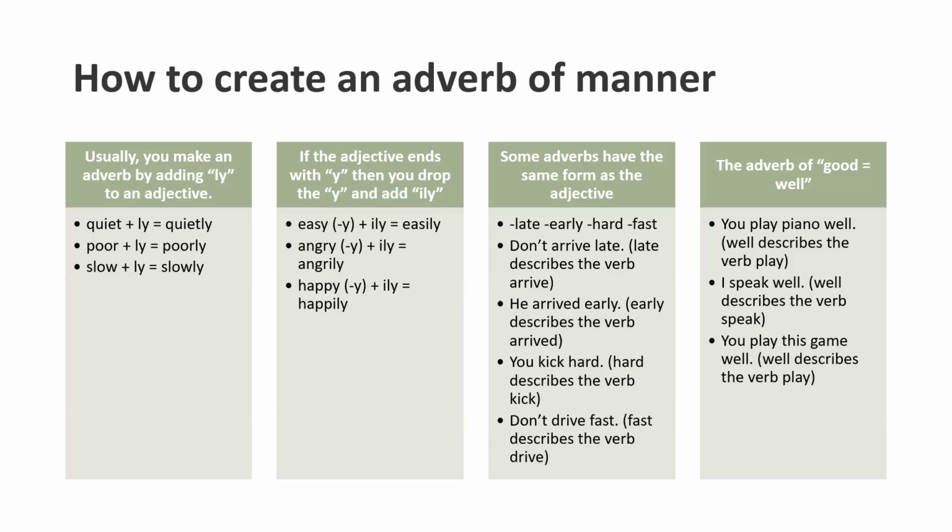The next rule says that if the adjective ends with Y, then you drop the Y and add I, L, and Y at the end. For example, easy, easily; angry, angrily; happy, happily.